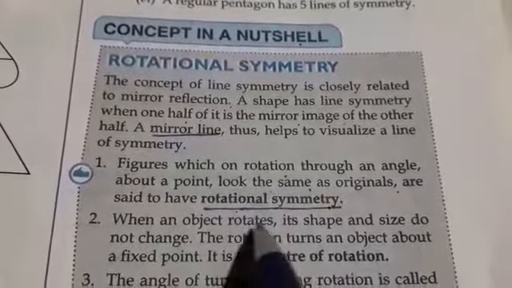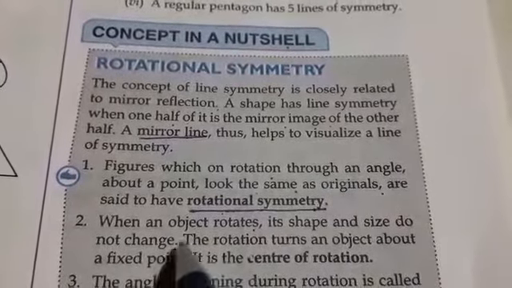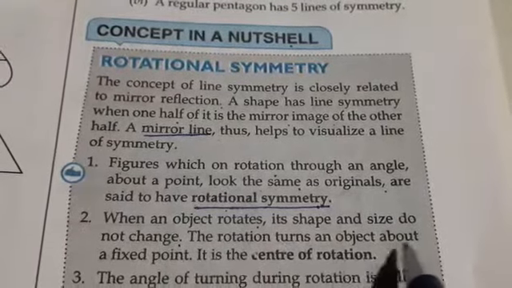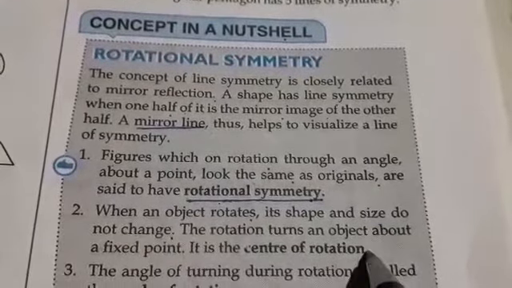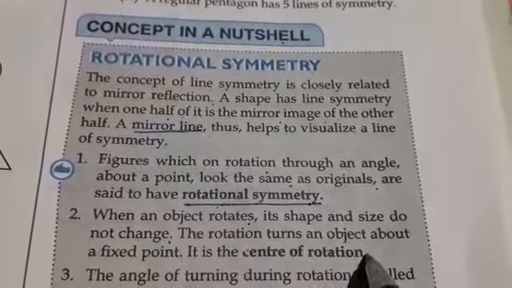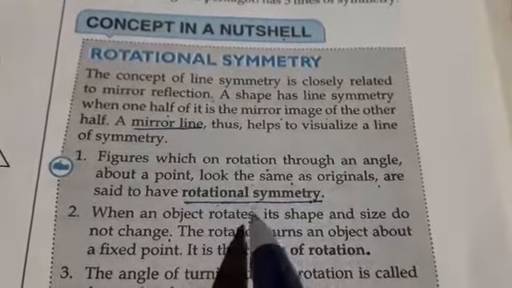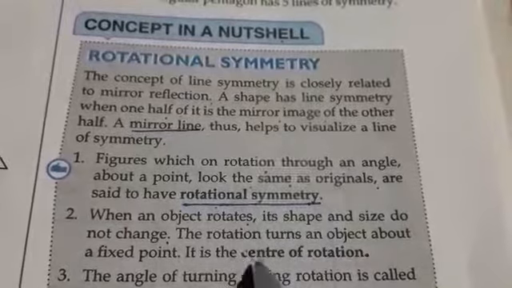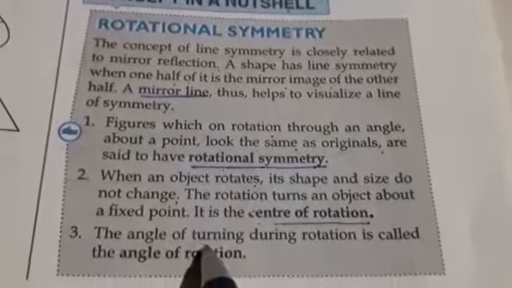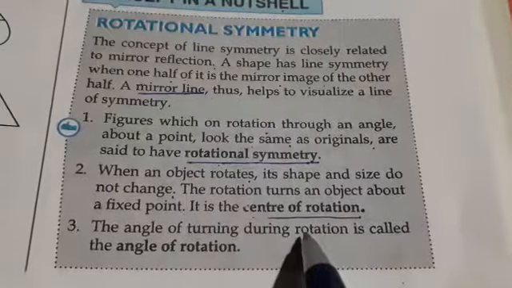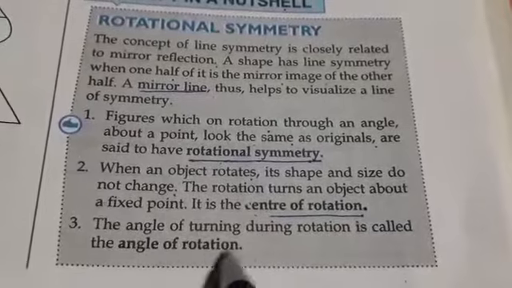When an object rotates, its shape and size do not change. The rotation turns an object about a fixed point. It is the center of rotation. When we rotate any object about a fixed point, this fixed point is known as the center of rotation. The angle of turning during rotation is called the angle of rotation.